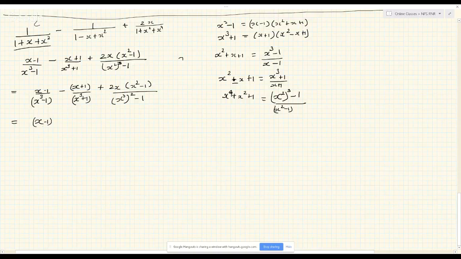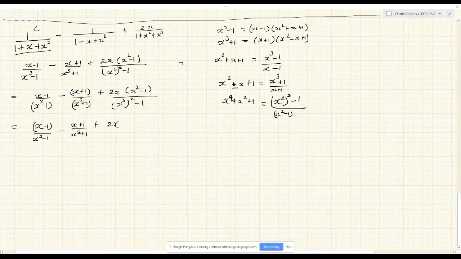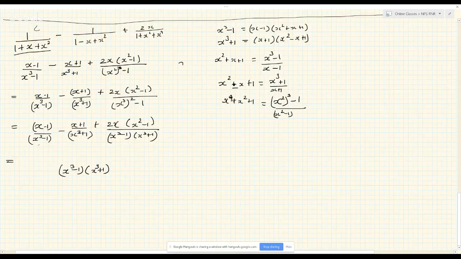So (x minus 1)/(x cube minus 1) minus (x plus 1)/(x cube plus 1) plus 2x times (x square minus 1) upon (x cube minus 1) and (x cube plus 1). Okay, so now it looks a little bit easier. So now LCM will be simply (x cube minus 1) times (x cube plus 1), because one factor is this, another factor is this, and the multiplication of both. So LCM is simply the multiplication of this.